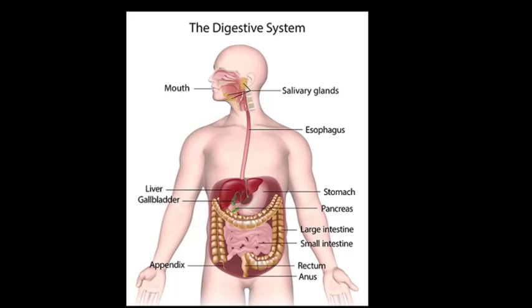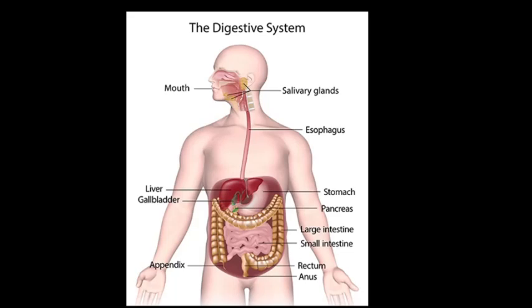It is rich in the supply of blood. The main function of the liver is to store the glucose. The gallbladder is situated below the liver and it stores a digestive juice which is called the bile. So the bile is carried into the small intestine. It mixes with the food and it helps in the digestion of fats. And bile also consists of bile salts.